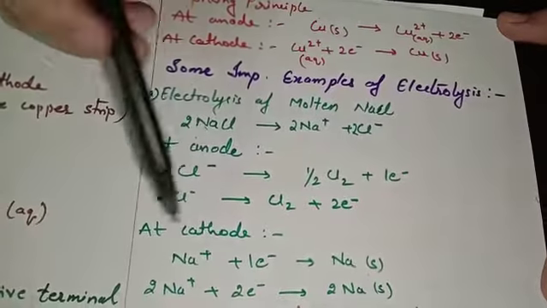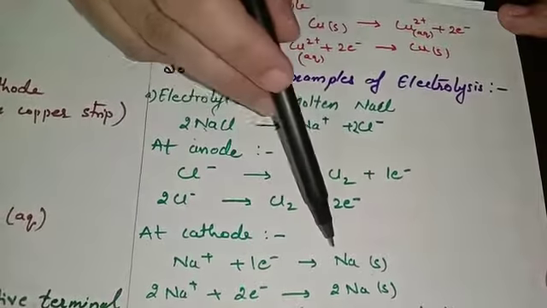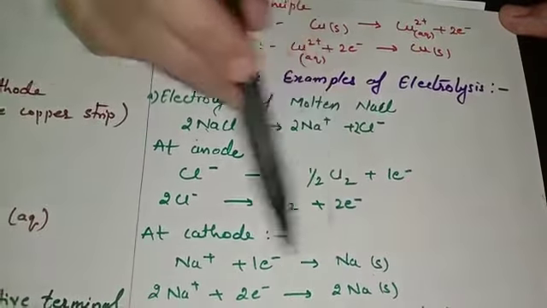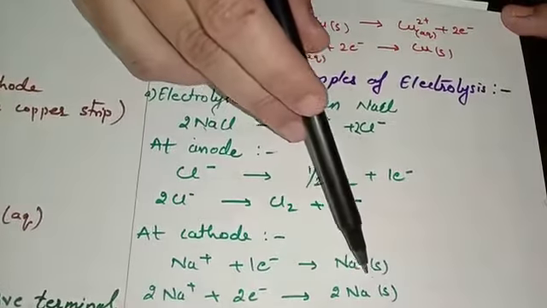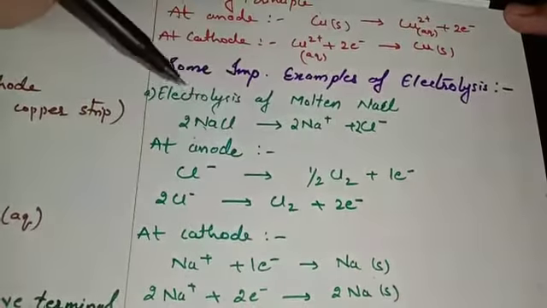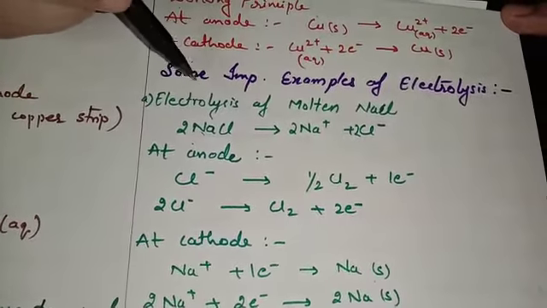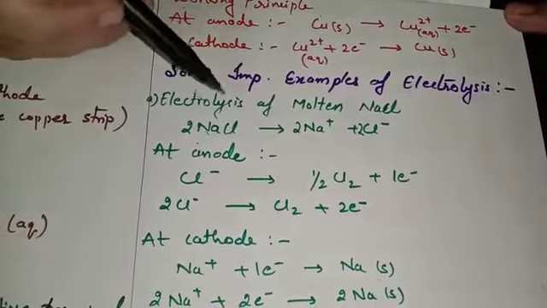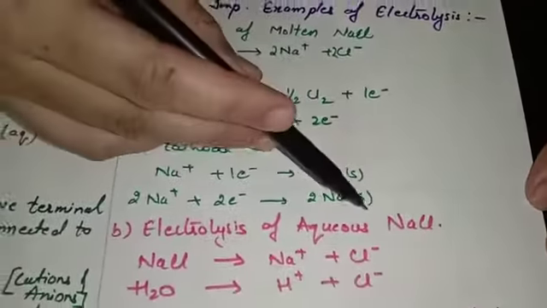Now, at the cathode, sodium ions will gain 1 electron and get converted into sodium, whereas 2 sodium ions will gain 2 electrons and get converted into 2 sodium. So this is the electrolysis process of molten NaCl, which is very simple because only NaCl is present. But now we are going to see the next example, that is electrolysis of aqueous NaCl.